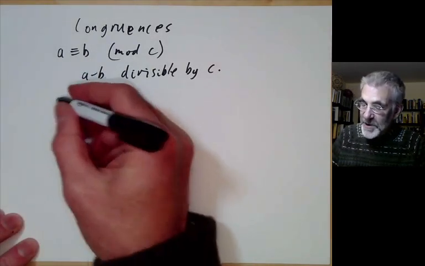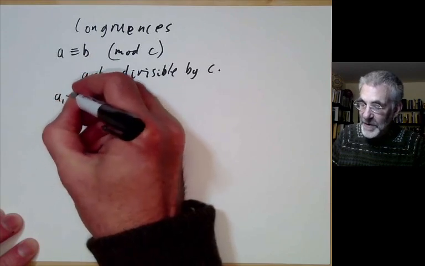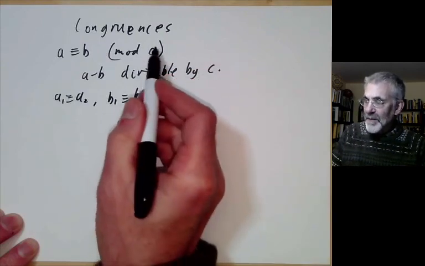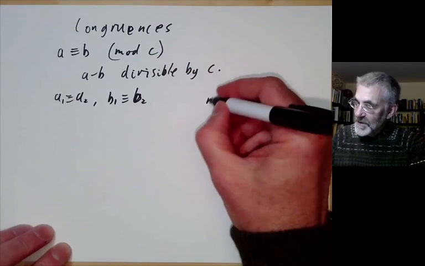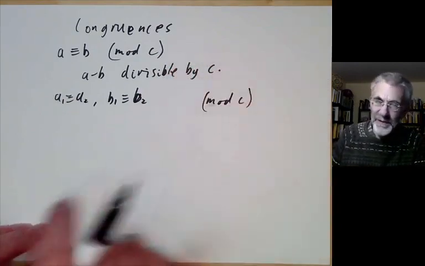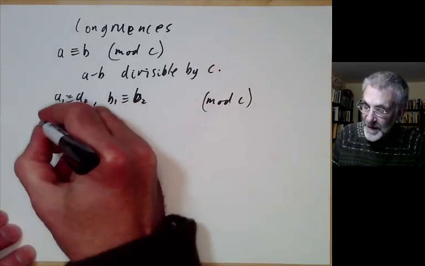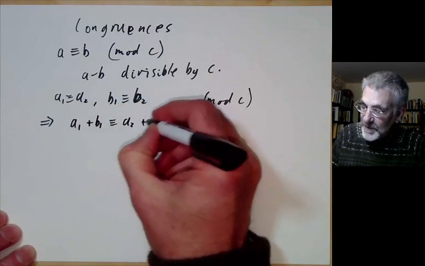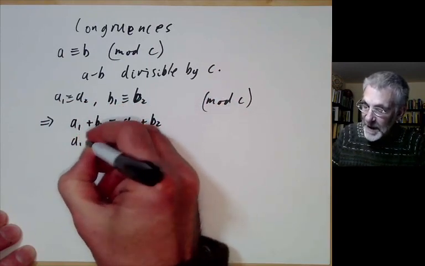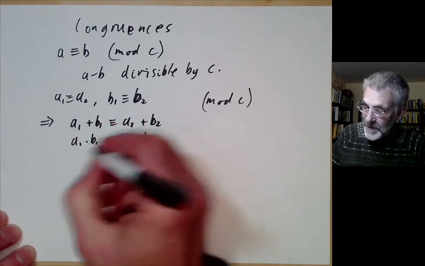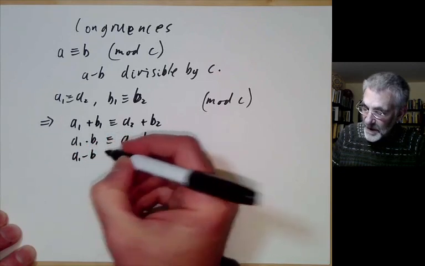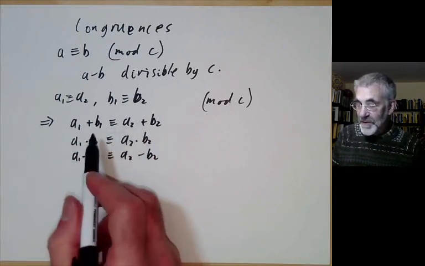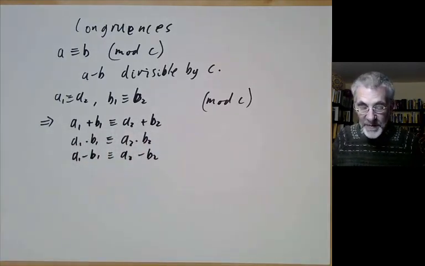Congruence preserves addition and subtraction and multiplication. So if A1 is congruent to A2 and B1 is congruent to B2, if the number C is fixed, we sometimes miss it out. We think of these all as being mod C, except I'm not actually saying mod C for simplicity. Then this implies A1 plus B1 is congruent to A2 plus B2, and A1 times B1 is congruent to A2 times B2, and A1 minus B1 is congruent to A2 minus B2. So usual arithmetic with addition, multiplication and subtraction is preserved.